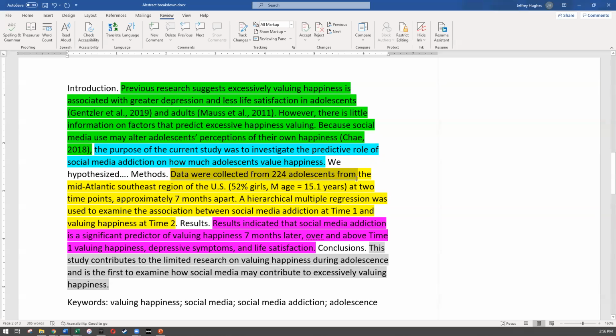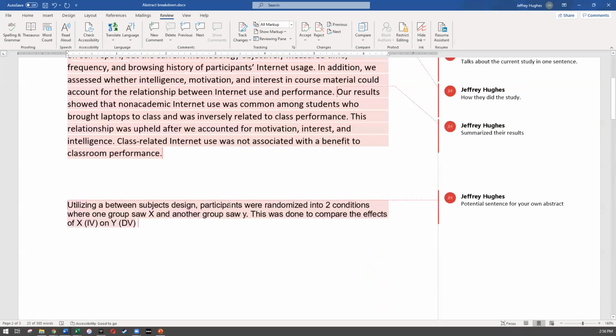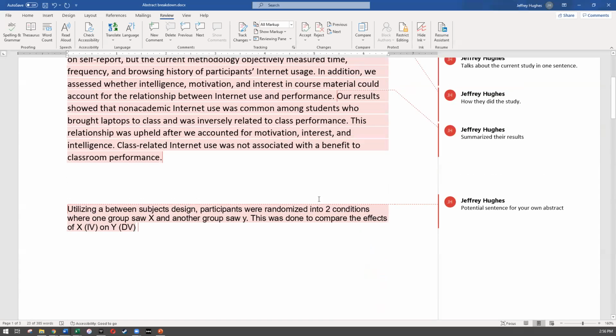Data were collected from this many adolescents, with a breakdown of age ranges, which you don't necessarily have to do if you don't want to. As you noticed, the other abstract did not do that. I did. And then I talked about how a hierarchical multiple regression was used to examine the association between social media addiction at time 1 and valuing happiness at time 2. I gave you a sentence up here in this page. Remember, I uploaded this to eCampus. Here's a great sentence that you can adapt for your own.